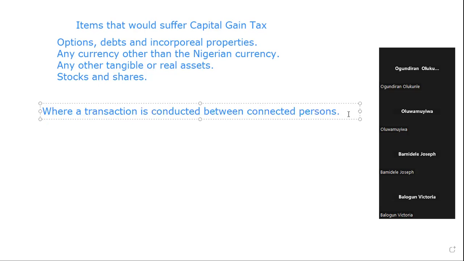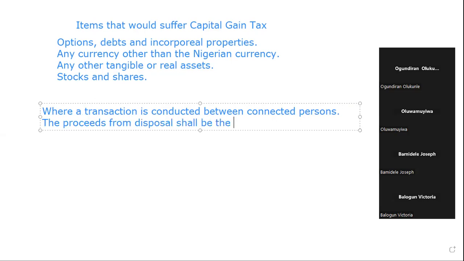Connected persons are persons that an entity is related with. When I say entity, it could be a corporate organization or an individual. When I say connected persons, I mean transactions that emanate from persons related by blood, by business relationships, or by adoption. So it could be fictitious and it could be biological. Any transaction that happens within connected persons, the proceeds from disposal shall be deemed the market value of such assets. Is that clear enough?